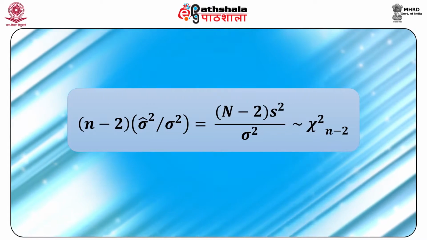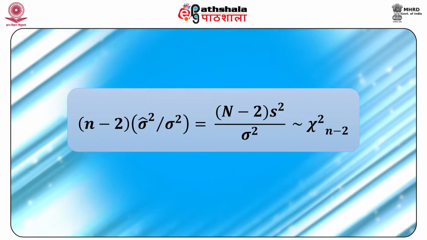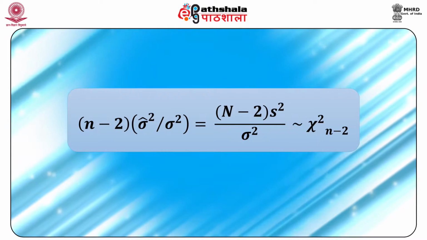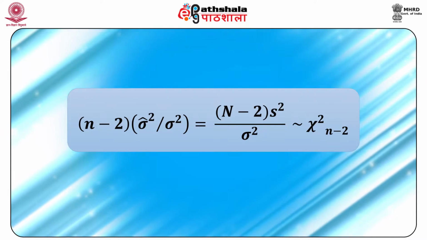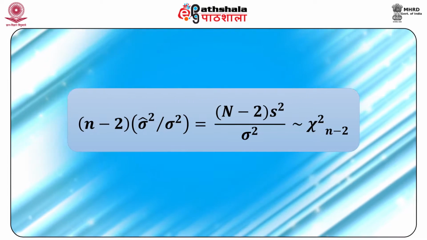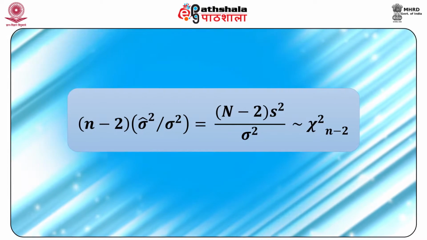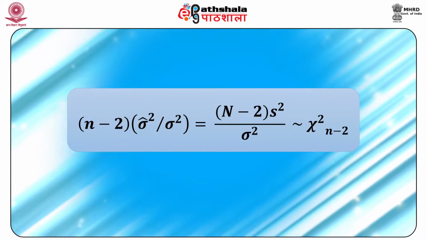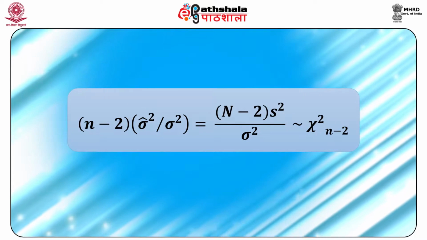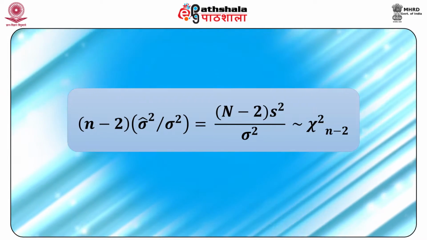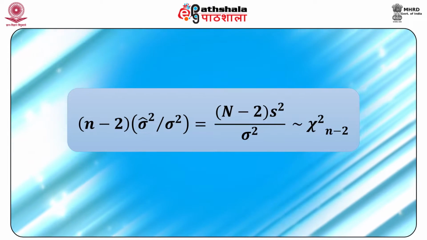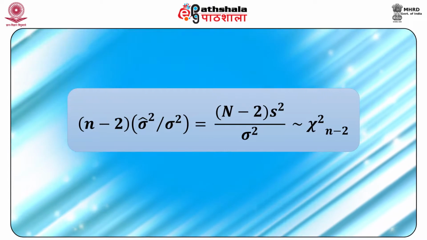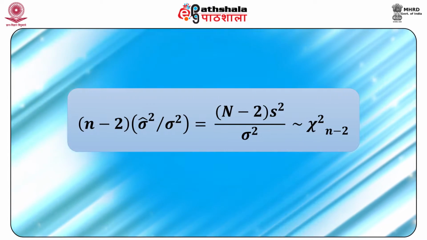Now you may also find that n minus 2 into sigma hat square upon sigma square is distributed as the chi-square distribution with n minus 2 degrees of freedom. That is, n minus 2 into sigma hat square upon sigma square, which is equal to n minus 2 into s square upon sigma square, is distributed as chi-square with n minus 2 degrees of freedom. So sigma hat square is nothing but the estimated value and sigma square is the true value.